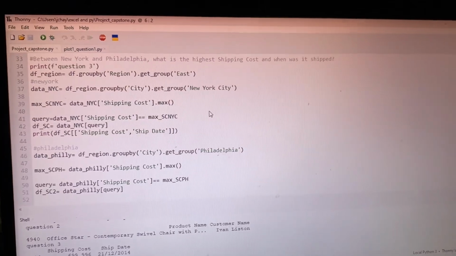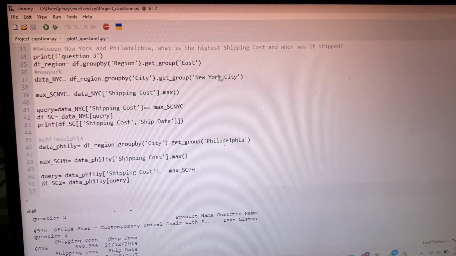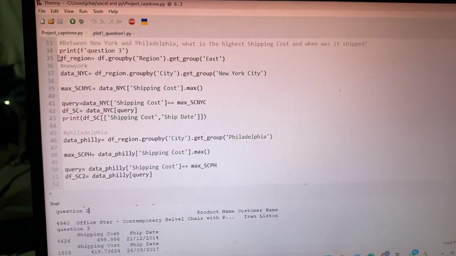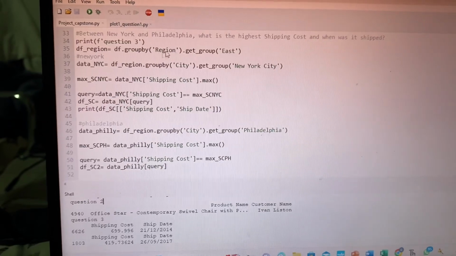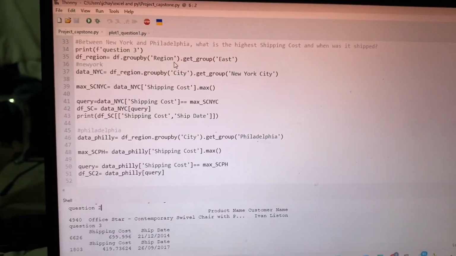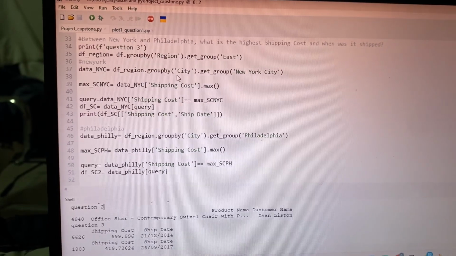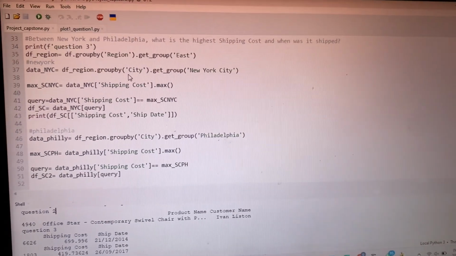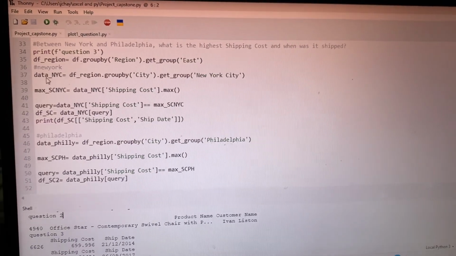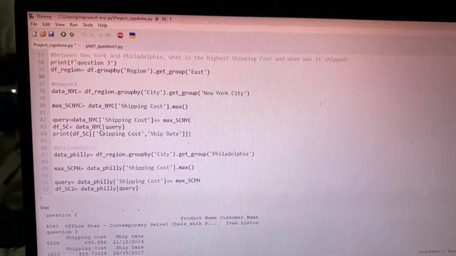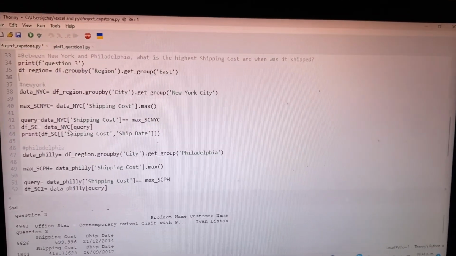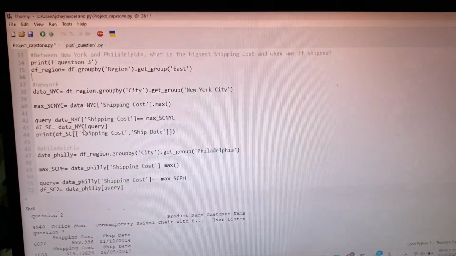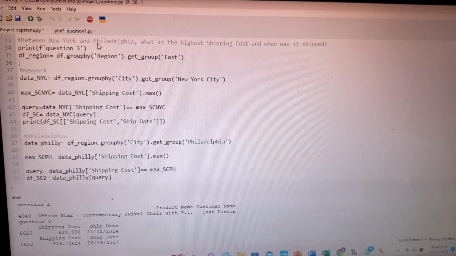So now third and last question is between New York and Philadelphia, which is the highest shipping cost and when was it shipped? So for this question, I again get the region of East, which applies to all the questions because that is like the first specific instruction. Then I got the next and last question, between New York and Philadelphia, what is the highest shipping cost and when was it shipped? This is looking to compare the shipping cost between these 2 states.